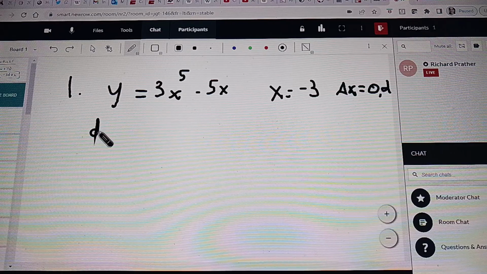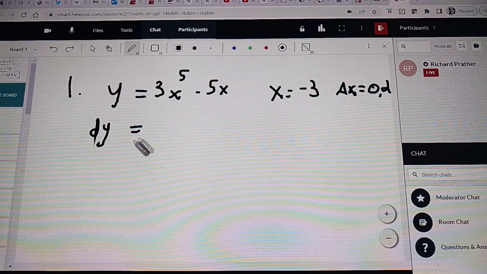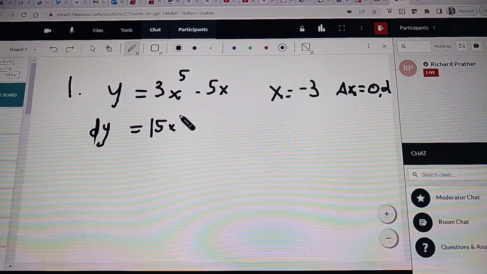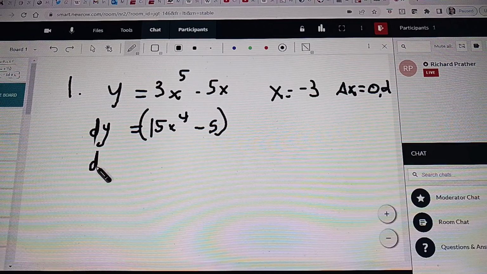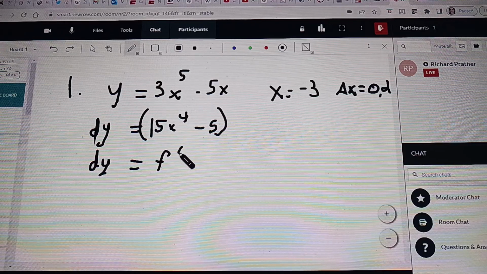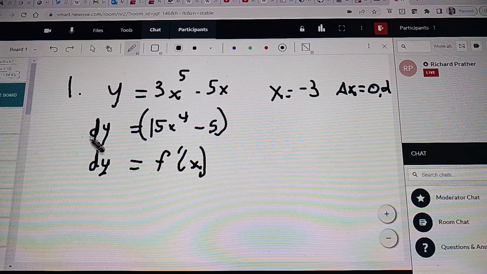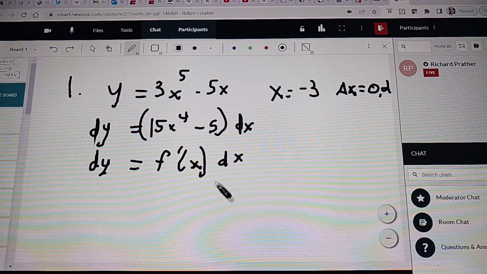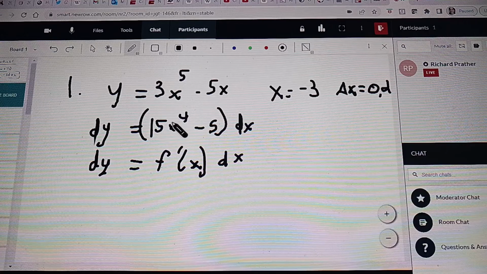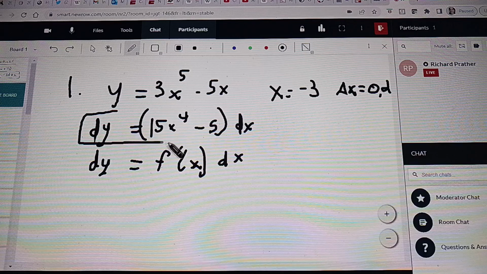So the derivative of y, normally we'd say dy over dx, but I'm just going to put dy. You just do the power rule normally: 15x to the fourth minus 5. This part's the derivative, that's f prime of x. And then instead of having dy over dx on this side, it's kind of like you move the dx over to this side. So I've done the derivative of y with respect to x over on this side, and there's the derivative using the power rule. So this is one way to represent how y is changing as x changes.